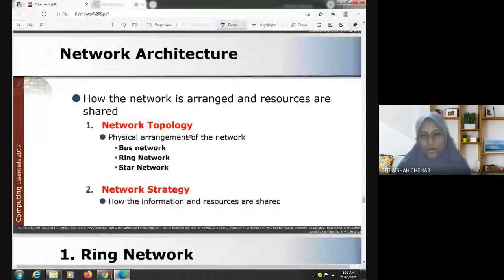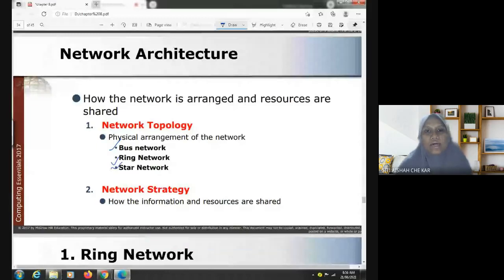So we go for the network topology. This one is more technical. So the network topology, we have a bus network, ring network, star network. Ada satu lagi mesh network. The latest one, mesh network.